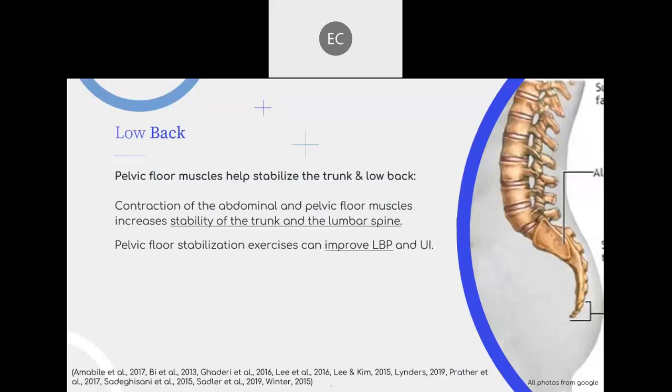So we're going to move on to low back. The pelvic floor muscles help stabilize the trunk and the low back. Contraction of the abdominal and pelvic floor muscles increases stability of the trunk and lumbar spine. Pelvic floor stabilization exercises have been shown to improve low back pain and urinary incontinence.